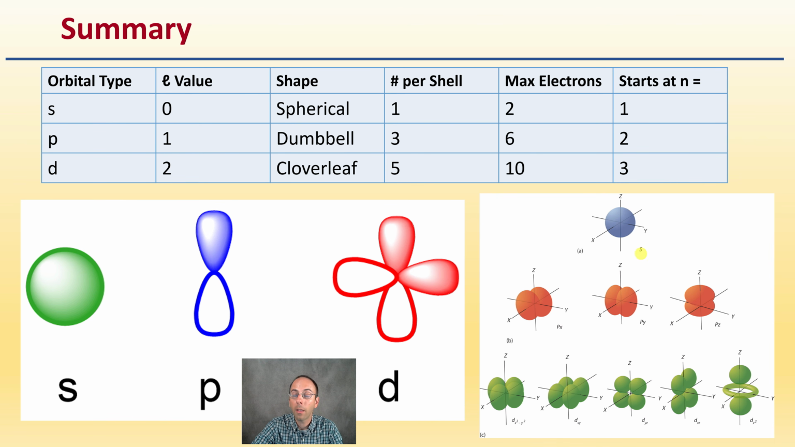Again, we're starting with the simplest. As we work our way up, we're getting more and more complex to better correlate or show the probability of where to find those electrons.